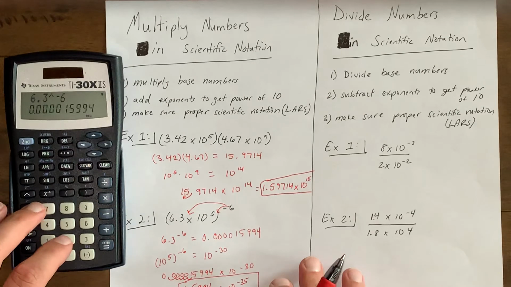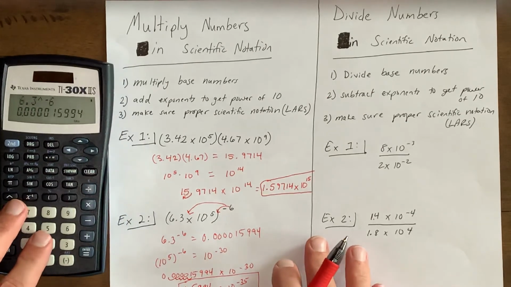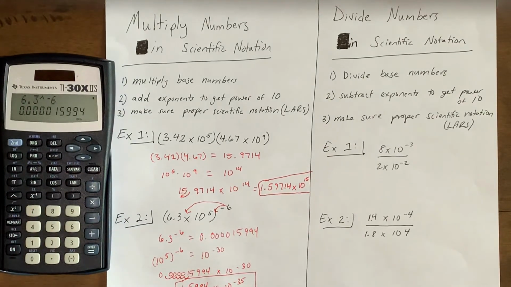Okay, now let's look at how to divide numbers in scientific notation. So the same 3 steps, except for instead of multiply and add, we divide and subtract. Okay, so all we do is divide the base numbers, then we subtract the exponents to get our power of 10, and then once again we got to make sure it's in proper scientific notation.